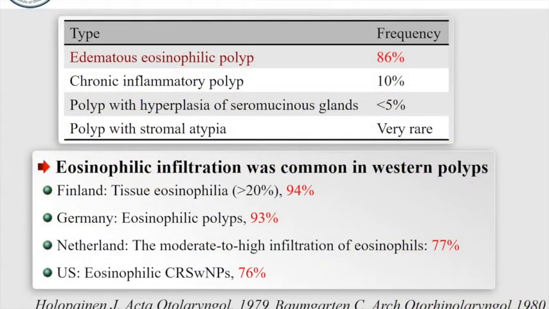This is a classic pathological classification of polyps proposed by Hellquist 20 years ago. As you can see, the most common type is edematous eosinophilic type, 86%. Actually, a few studies showed that eosinophilic infiltration was extremely common in nasal polyps. It has been presented in more than 76% of the European and American patients. For example, in Finland, the eosinophilic infiltration was as high as 94%. However, polyps from Asia are different.